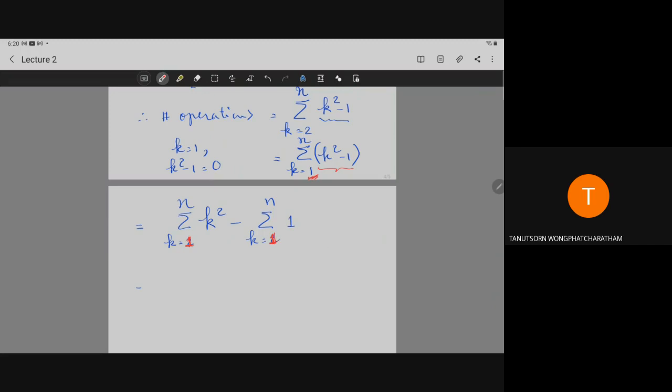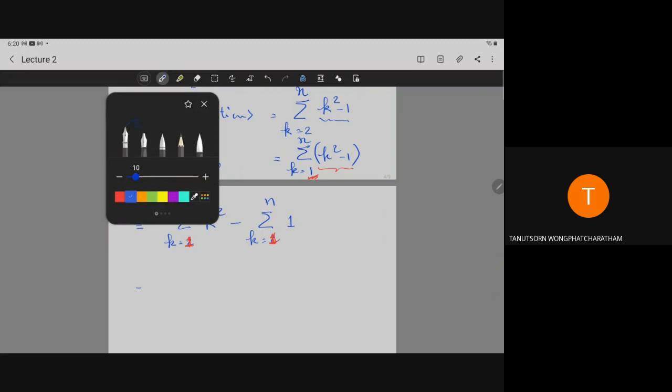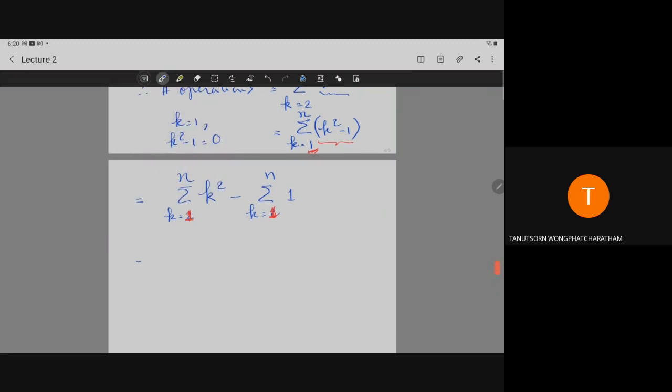And from here, I can use the formula for the summation. For the back term, this is easy. You just add up 1, n times.